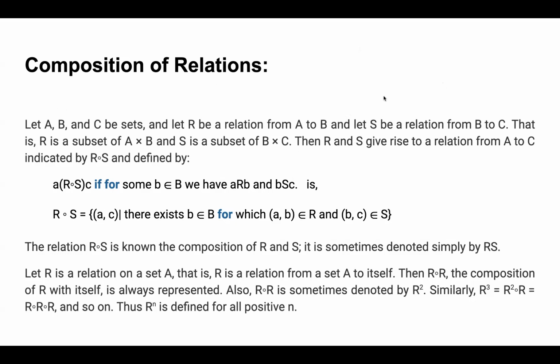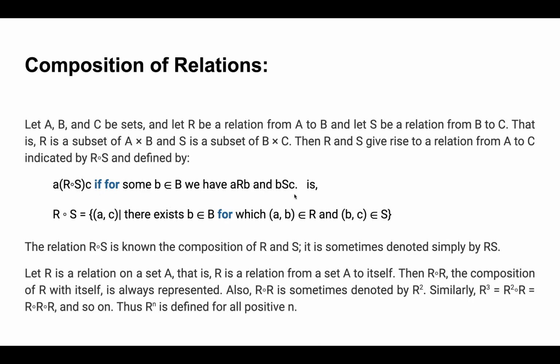Here we can see that R is a subset of A cross B and S is a subset of B cross C, which is obvious because R is the relation set between A and B, so it will be a subset of A cross B, and S is a relation from B to C, so it will be a subset of B cross C. Then R and S give rise to a relation from A to C indicated by R composite S and defined by: A R composite S C if for some B belonging to B, we have A R B and B S C.